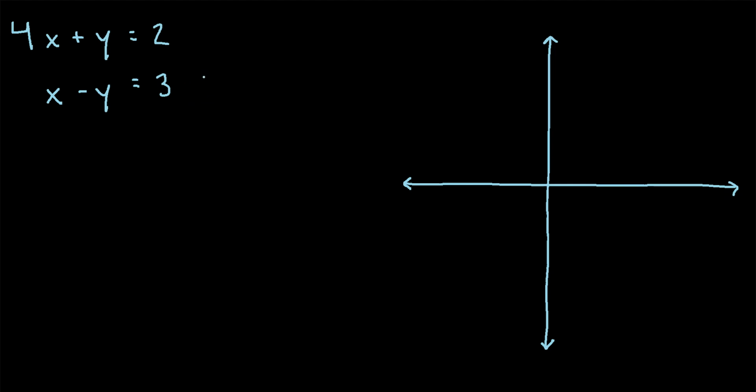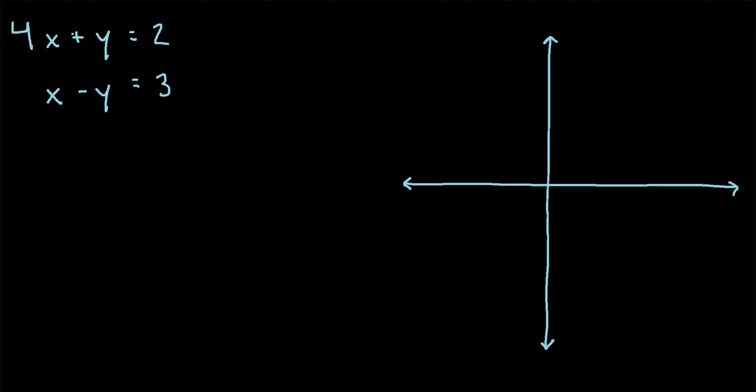So the way that we can do this is we can first convert both of these equations to the format y equals mx plus b. We can then graph these two equations and we can find where they intersect, because the coordinates where they intersect represent the solutions for x and y that make both of these equations true. So let's go ahead and do that.